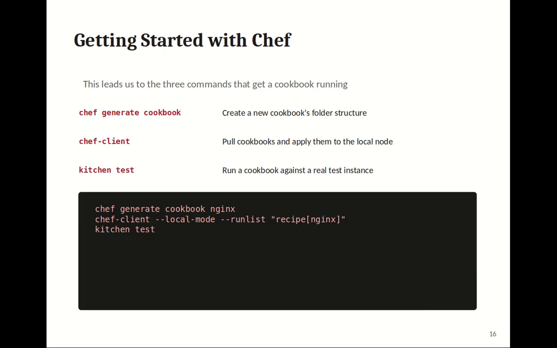Getting started with Chef. This leads us to the three commands that get a cookbook running. Chef generate cookbook creates a new cookbook's folder structure. Chef client pulls cookbooks and applies them to the local node. Kitchen test runs a cookbook against a real test instance.